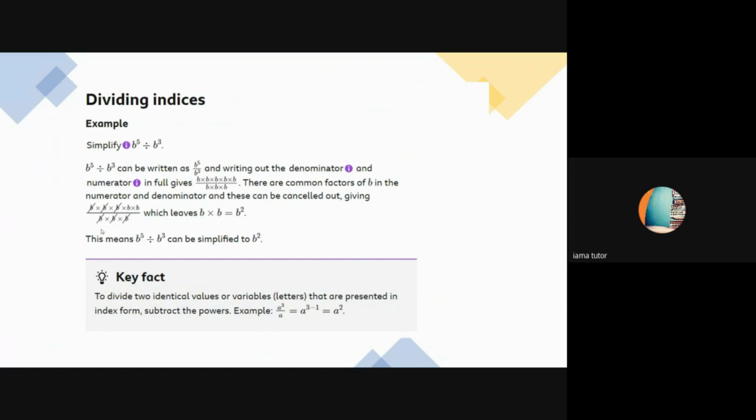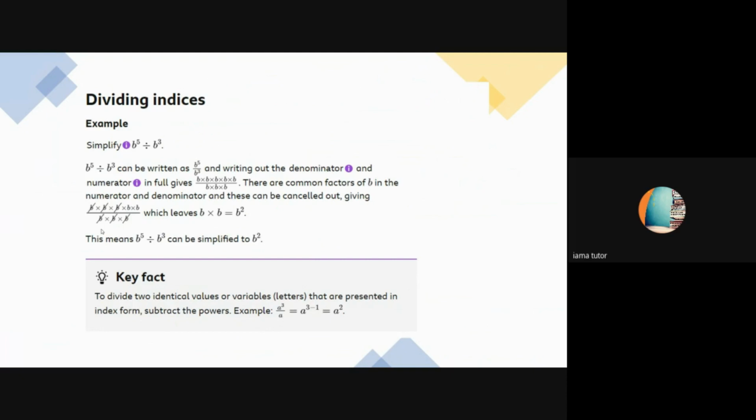5 take away 3, so your answer will be b square, or b power 2, or b base with an index 2. That is called the division rule of indices. So what is the division rule? To apply the division rule, we always have to consider that the bases should be the same and the powers should always be subtracted.